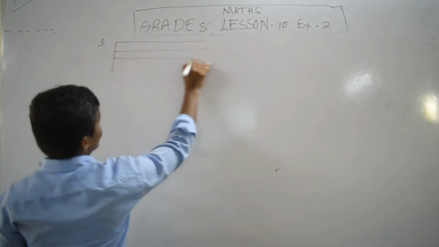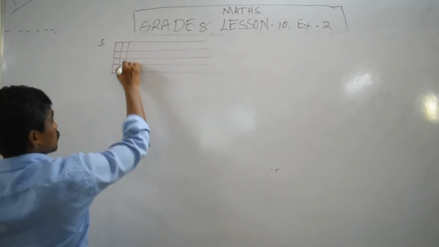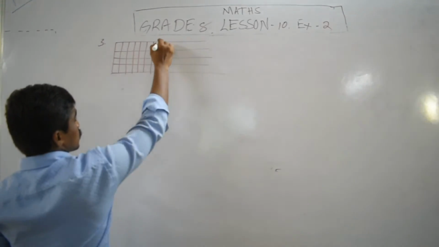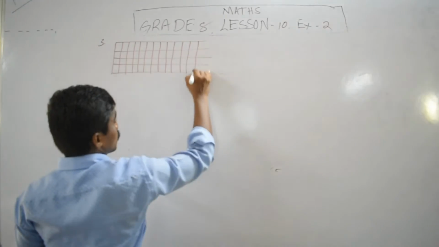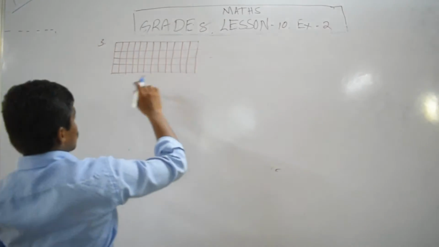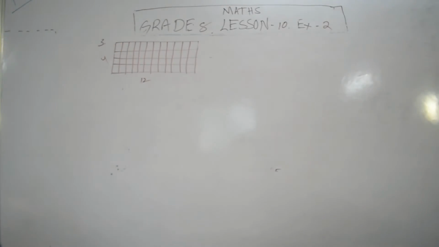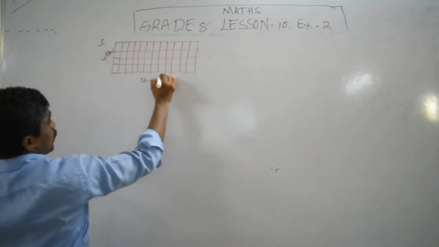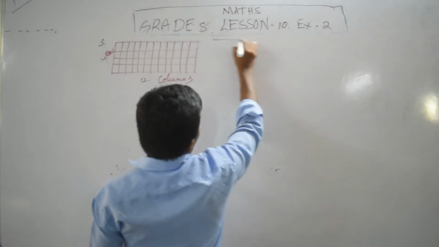1, 2, 3, 4. 1, 2, 3, 4, 5, 6, 7, 8, 9, 10, 11, 12. See, 4 rows and 12 columns. Next one. 8, 6. So 4 rows here. Right, here columns.